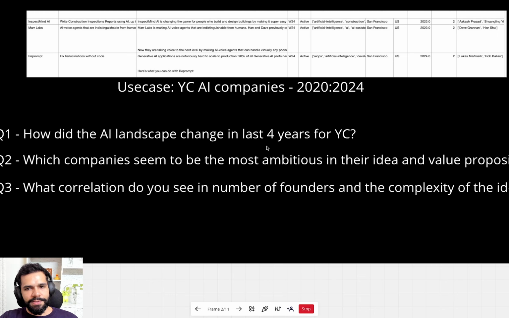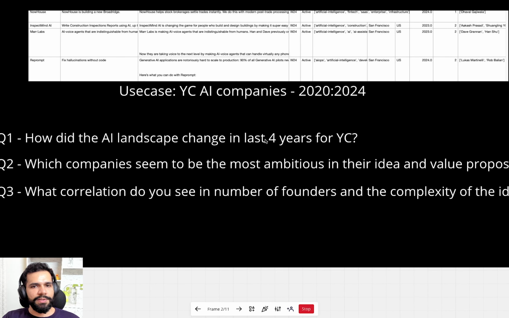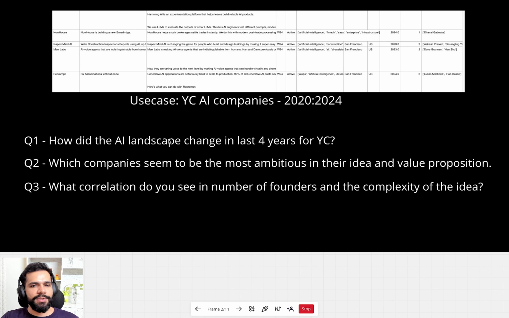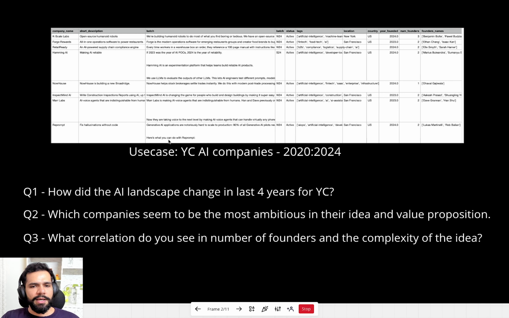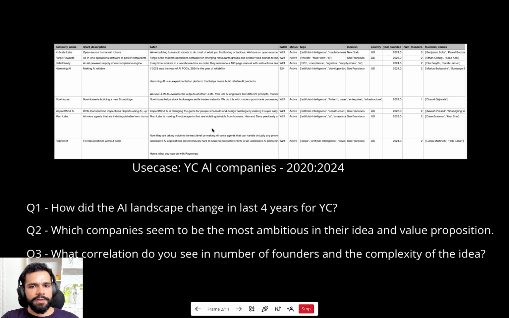So for this discussion, I have picked up 3 example questions. So let's go through them. How did the AI landscape change in the last 4 years for YC? Now, this is an abstract question, right? It needs an understanding of all the different components.